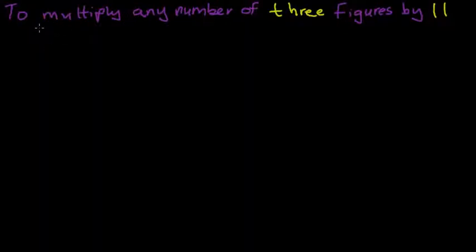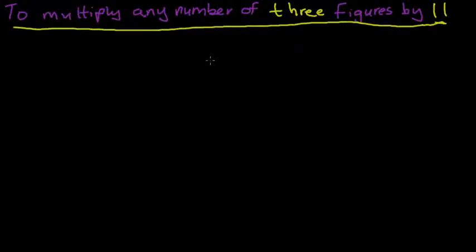In this lesson we'll be talking about how to multiply any three-figure number by 11. Let's see some examples of three figures: 234 times 11. Very fast and very easy.